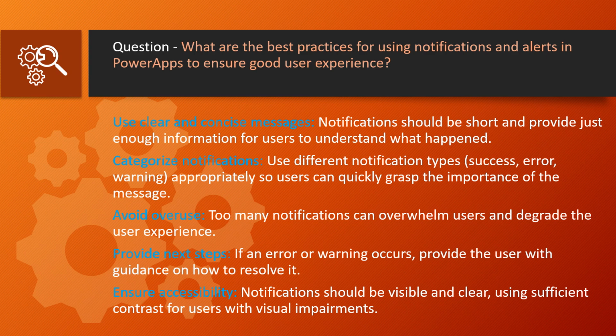Provide next step. If any error or warning occurs, then provide the users with guidance on how to resolve it. The next step should always be there so that users understand what they need to do after this step. Ensure accessibility. Notifications should be visible and clear by using significant contrast for users with visual impairment.